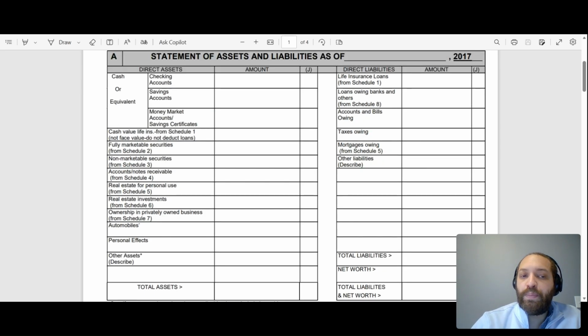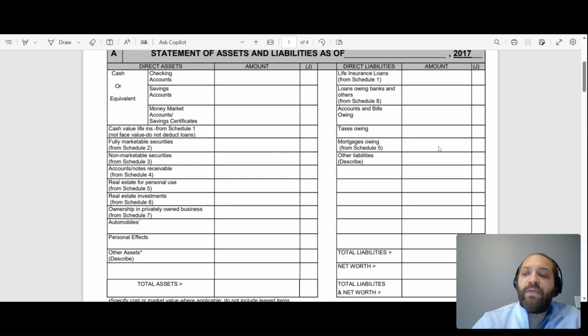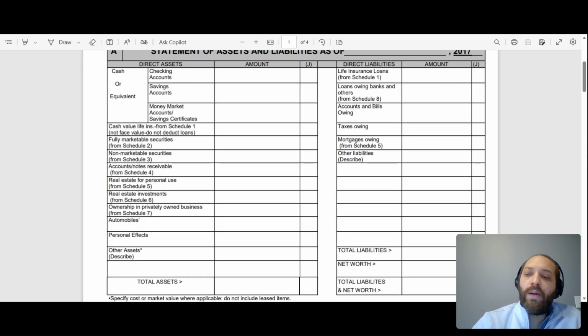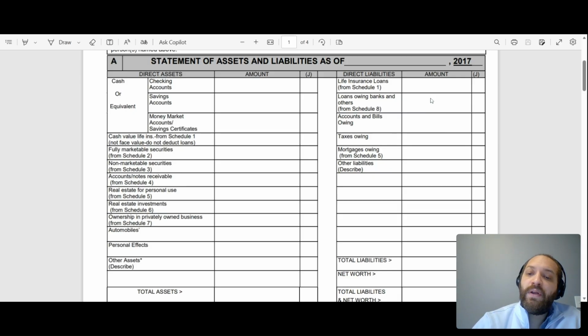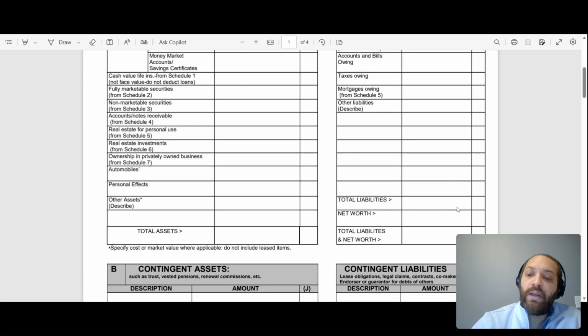Now, sometimes people do have multiple credit cards, or they own multiple properties. So you gotta put the total amount of what you owe to any institution or person. And then you are also gonna add up the total liabilities that you may have. So you add up everything that's here and then put it here.